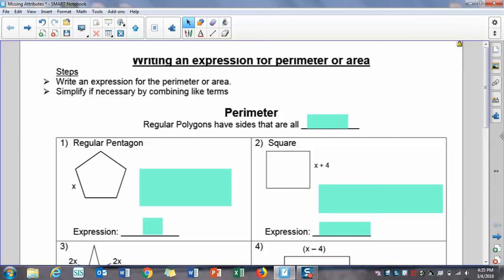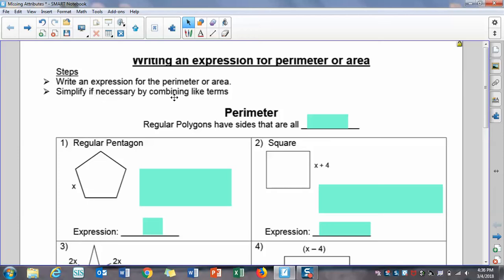Today we're going to talk about writing expressions for perimeter and area if we are given a variable or an expression with a variable instead of just the dimension of the sides. So first thing we want to note is we want to write the expression for the perimeter or area, and then we want to simplify if necessary by combining like terms. So we are going to write our own expression for all of these.